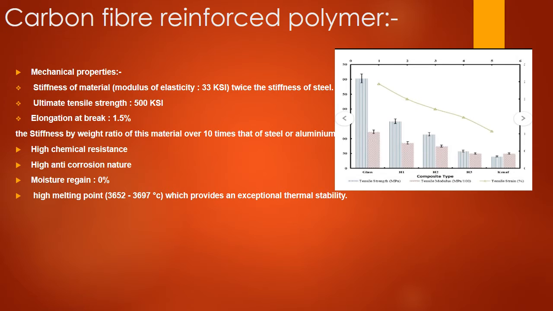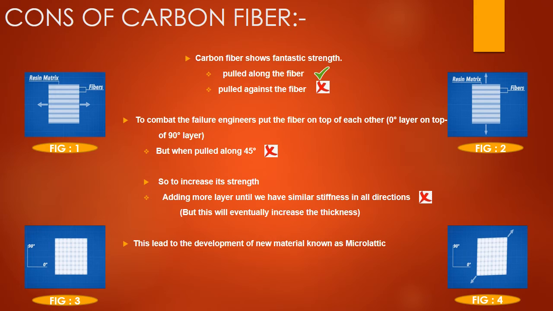Cons of carbon fiber are such that from figure 1 we can see that when the carbon fibers are pulled along the fiber, it shows magnificent tensile strength, but from figure 2 we can see that when they are pulled along the resin matrix, it gets pulled apart easily. To combat this, engineers put two fiber layers on top of each other, 0-degree layers on top of 90-degree layers. But according to the figure, when it is pulled along 45 degrees, the problem still exists. So in order to improve the qualities, we keep adding more layers until the stiffness becomes similar in all directions. But this eventually increases the thickness of the material.